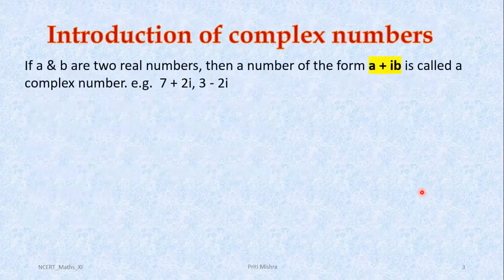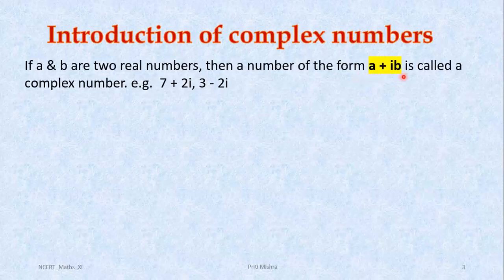So what are complex numbers? If we have a and b, two real numbers, then any number of the form a plus ib is known as a complex number. Means any number which involves iota, a plus ib, is known as a complex number. Here we have a few examples like 7 plus 2i, 3 minus 2i. Like this, you can have many more complex numbers. And a general complex number we denote by z. z is equal to a plus ib. This is a general complex number.